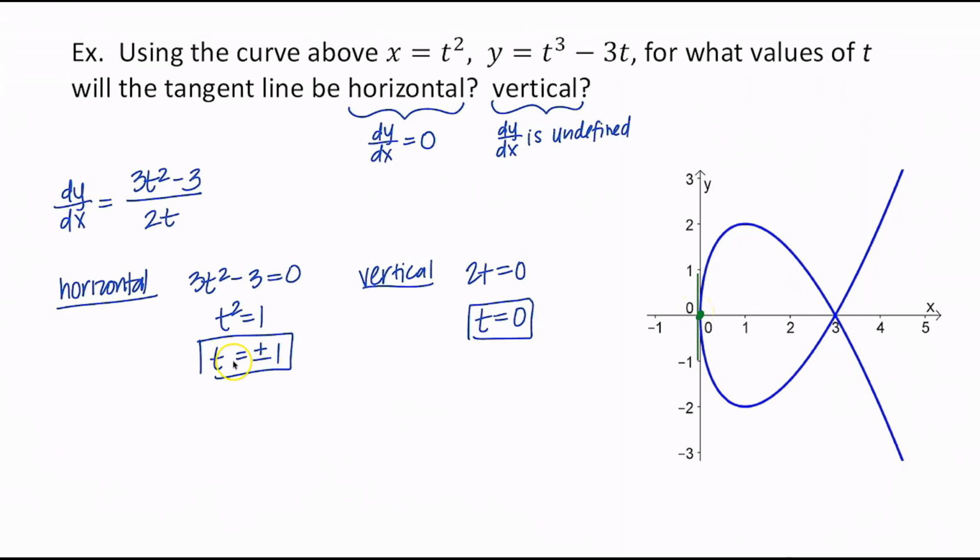And then when t is equal to plus or minus 1. At t equals positive 1, that's going to give me 1 squared, that's 1, and then 1 cubed, 1 minus 3, that's negative 2. So when t equals positive 1, that's going to be down here, actually. This is when t equals positive 1. There's a horizontal tangent line, or a line with slope 0. And then when t equals negative 1, that's the other place where there is a horizontal tangent line. So that checks out with the graph.